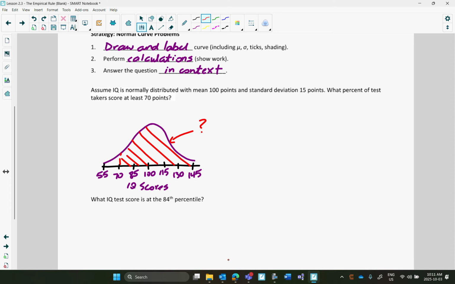Well, here's how we can do it. The 70 is how many standard deviations below? 2. And this is 2 above. What area is this? 95% within 2 standard deviations. So this is 95%. But I haven't accounted for this little section here. Okay?